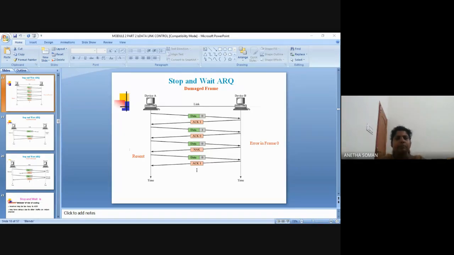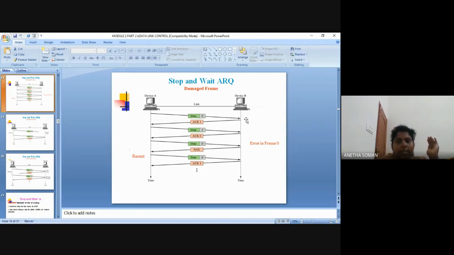Yes, okay. So what happens in the case of a damaged frame? In stop and wait ARQ, what happens when a frame is damaged? Now look at this diagram. What you can notice in this diagram is a device A and a device B, both connected by a link. At the sender side, from device A, you are transmitting the data.